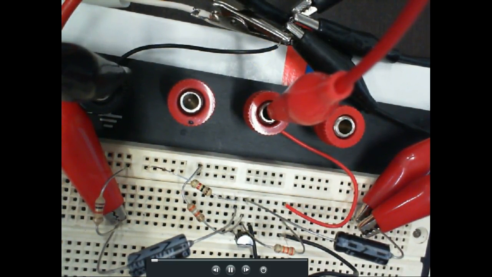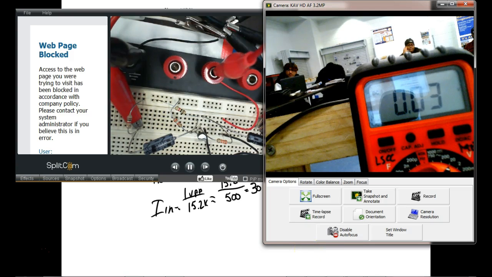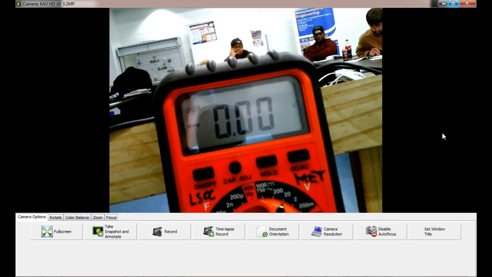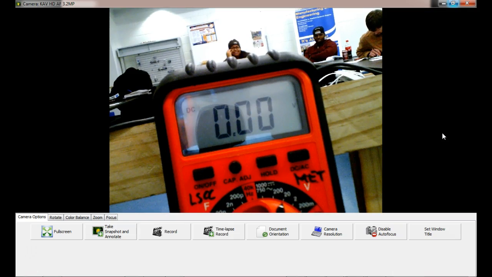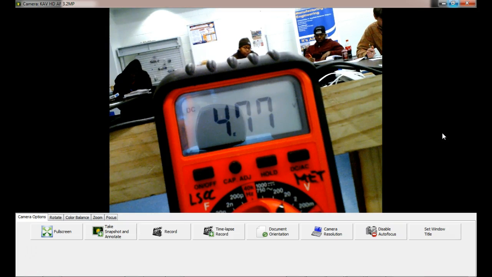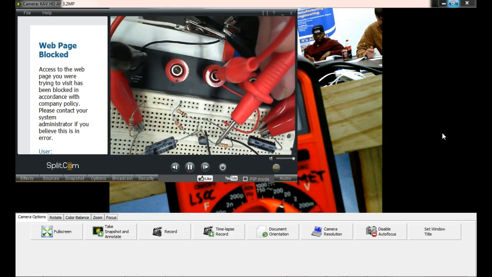Let me go to my other camera and make this full screen. Okay, so here's my base. What are we supposed to measure on the base? 5.4. It's measuring 4.7, so it's about 700 millivolts low. Now, why would it be low? When we calculate with our resistors, we use their color-coded value. We don't measure them, right? So we understand now why our measurements might be a little off. You can see I'm right on this resistor right here. That's VB.